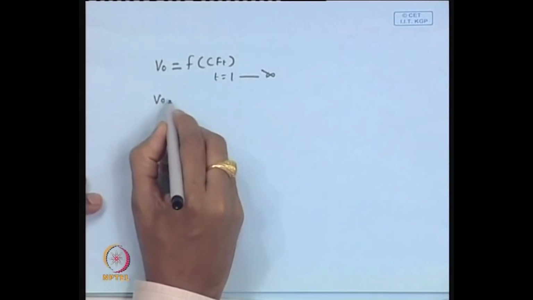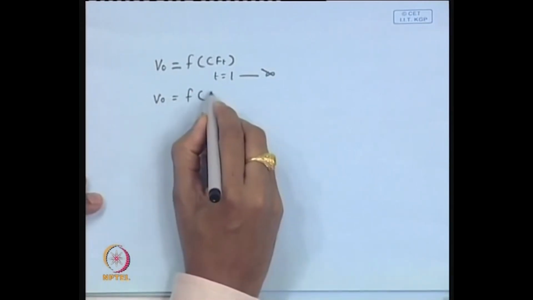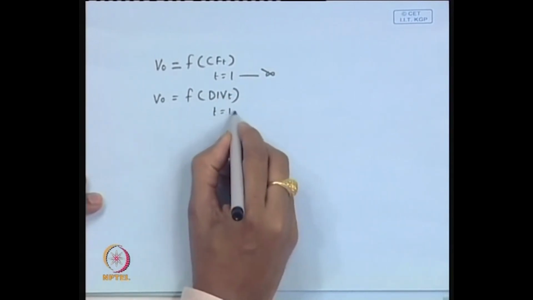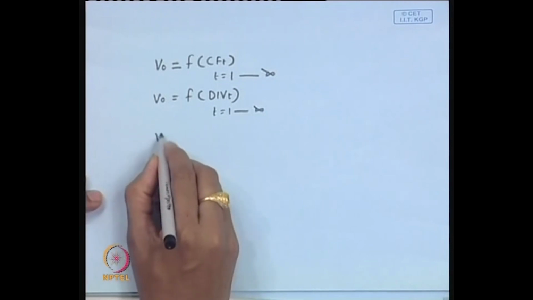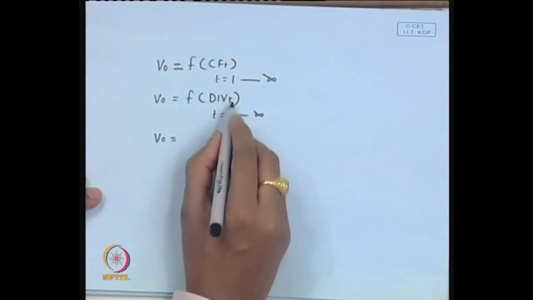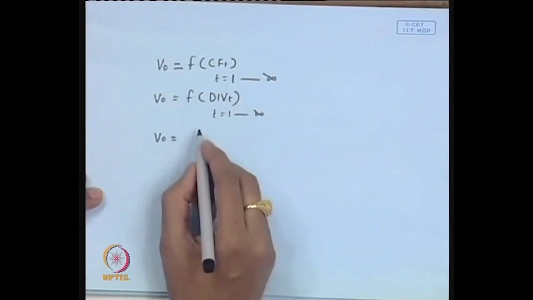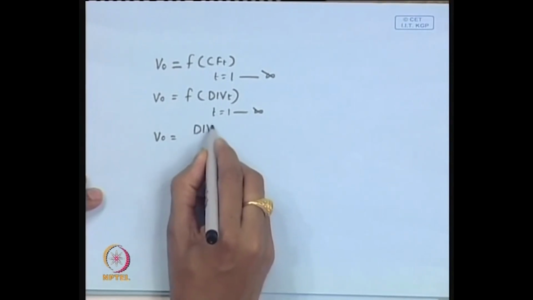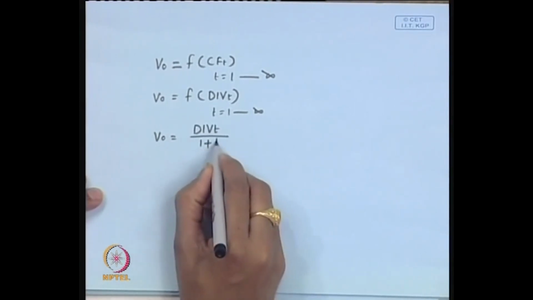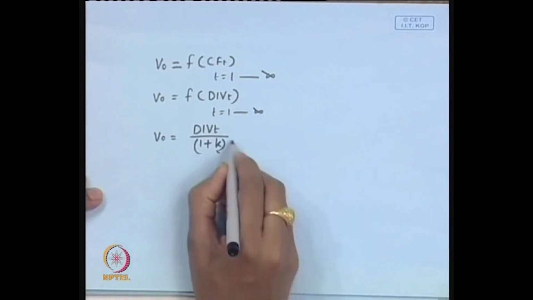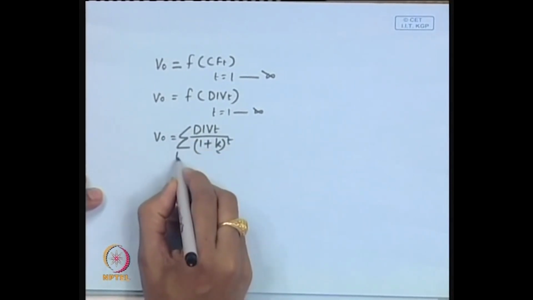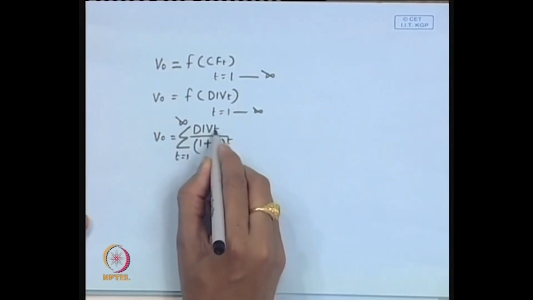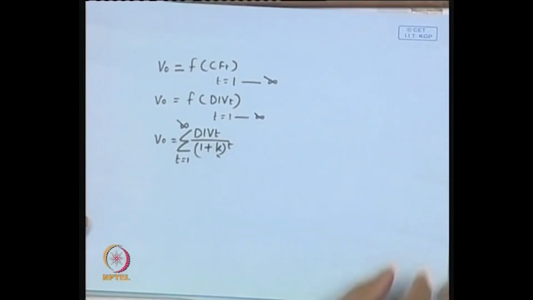In this case, the valuation of the share will be a function of, instead of cash flow, dividend t, where t can be from 1 to infinity. To make it a present value approach, because the dividends of year 1, 2, 3 are going to come 1, 2 or 3 years hence, we have dividend t divided by (1 plus k) to the power t, where k is the appropriate discounting factor, and we make a summation where t is equal to 1 to infinity.